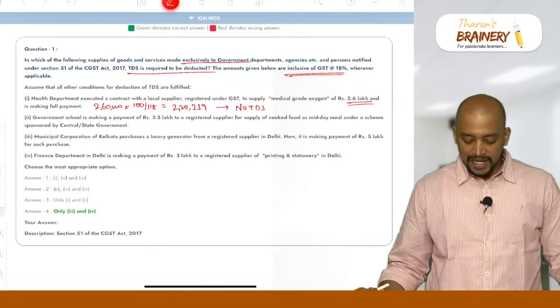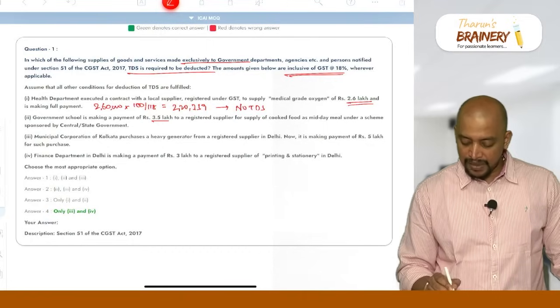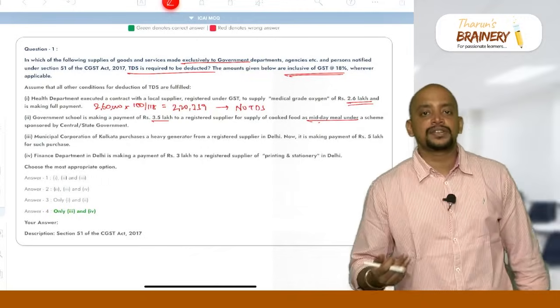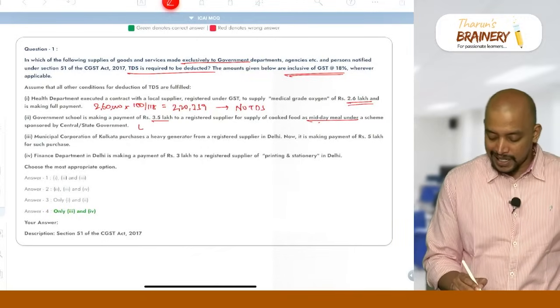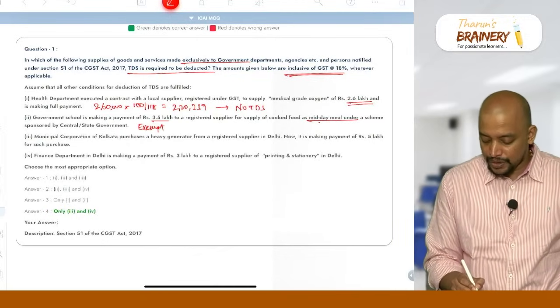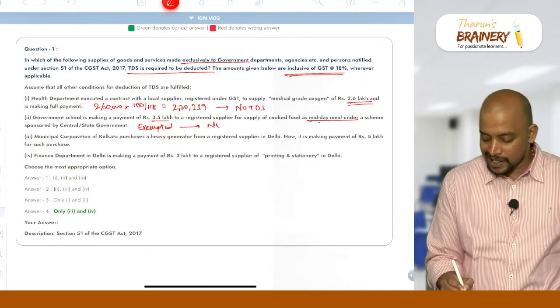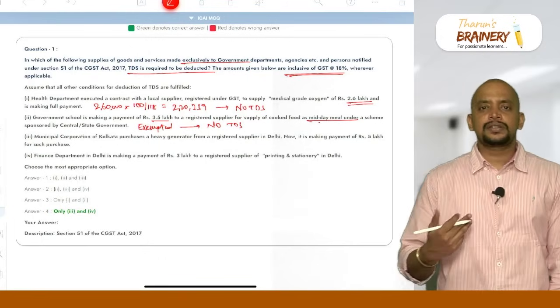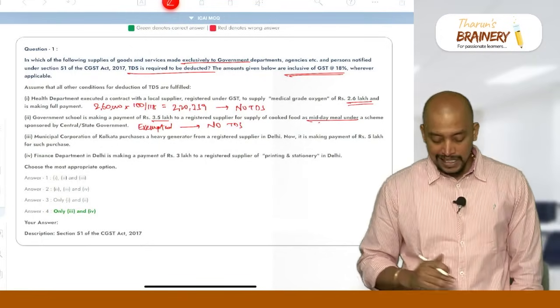Then a government school is making a payment of 3.5 lakhs to a registered supplier for supply of cooked food as part of the midday meal scheme sponsored by the central government. So catering services to a category 1 institution is exempted. As there is no taxable supply, there is no TDS. TDS is applicable only when there is a taxable supply. So catering services to a category 1 education institution is exempted.